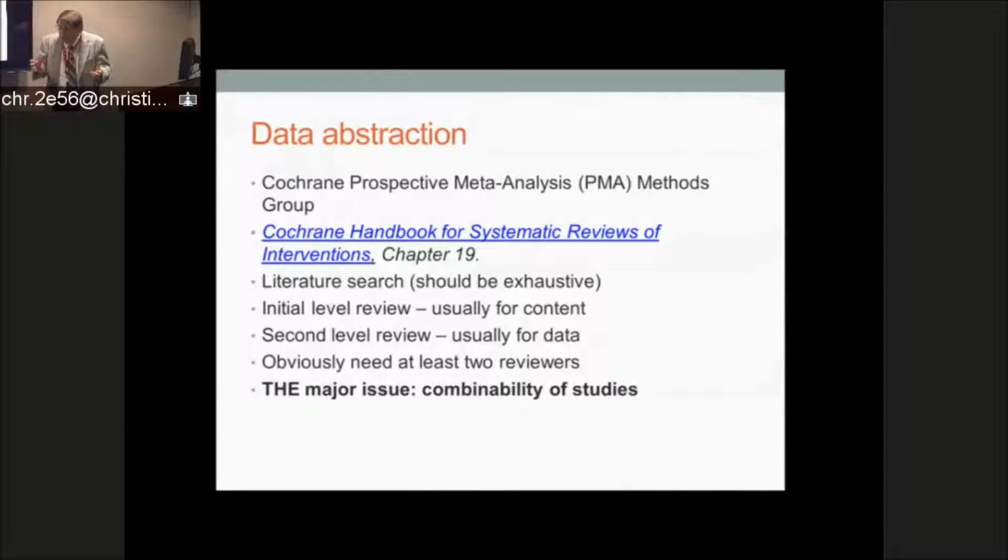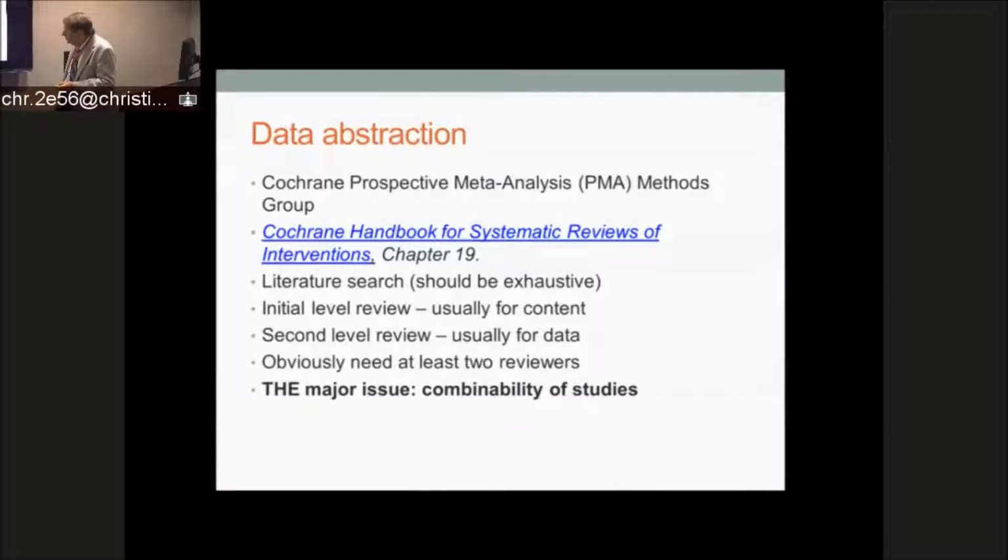So typically you do this by doing a literature search, and most of the time this is done in two stages. The first stage, or the initial review, is usually for content. In other words, you're wanting to combine studies that obviously are looking at the same outcome. So you need to go through all the articles that may have come up in your literature search and sort out any that don't actually address the question that you're asking.